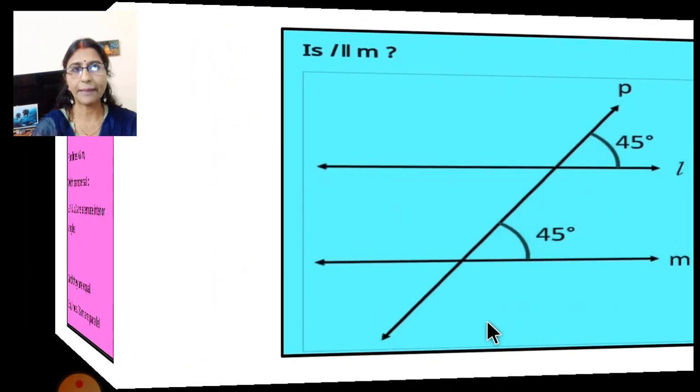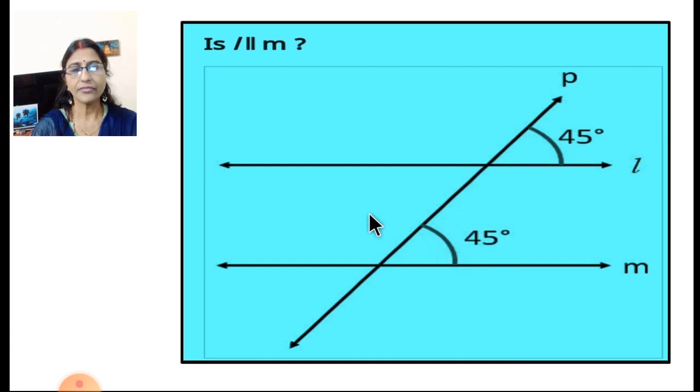Now one more example. Here also we see these are the two lines L and M, and this is the transversal P, and these two are the angles. This measures 45 degrees. Both the angles, this is also 45 degrees. Now you know these two angles are corresponding to each other. So they are corresponding angles. And now the question is, we have to find out, is L parallel to M? That is not given. They have given these two angles are equal in measure.